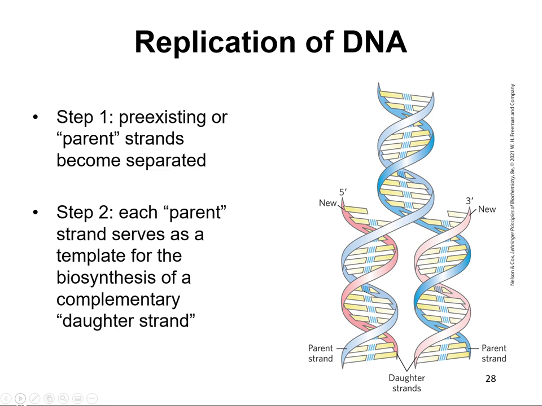So in its current state, it's very stable. The information is not accessible. You separate those strands, and each of them serves as a template for creating 2 new daughter strands. So each new molecule of DNA has 1 parent strand and 1 daughter strand. The daughter strand is the one that is newly synthesized, that's complementary to the parent.